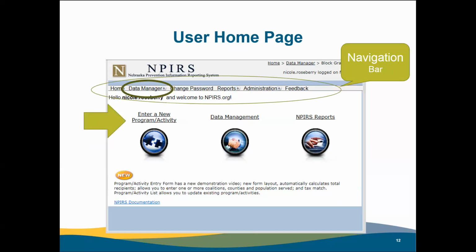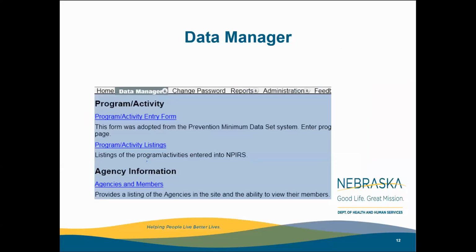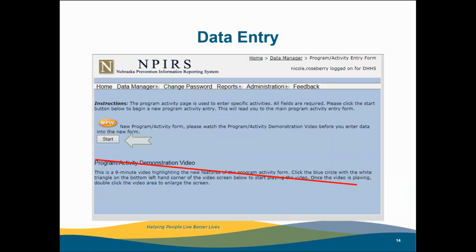So you can either click Data Manager or click Enter New Program Activity in order to start your data entry. If you choose to click Data Manager, this is the screen that will pop up, and you want to select Program Activity Entry Form. Then you'll come here where you will click Start in order to start entering your new program activity.